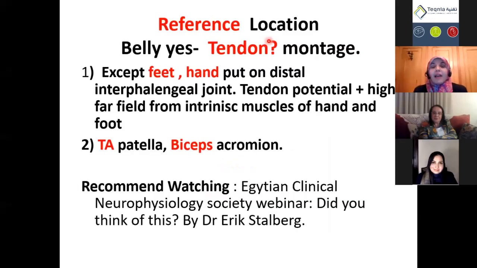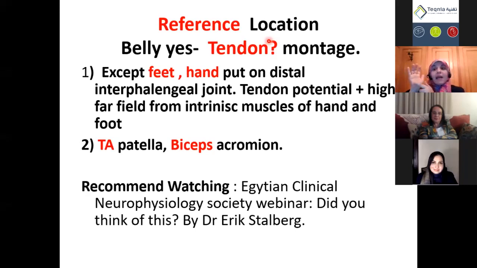Well, the electrode location, we know for the muscle tendon montage, the active is put on the muscle belly. We are talking about the reference electrode now, and we will talk about the active electrode later. We put the reference on the tendon in most of the recordings, but now it is strongly recommended that in the hands and in the feet, you don't put it on the tendon, you put it on the distal joint. When you record from the abductor digiti minimi, you put it on the distal joint. And when you record from the abductor pollicis, you put it on the distal joint.